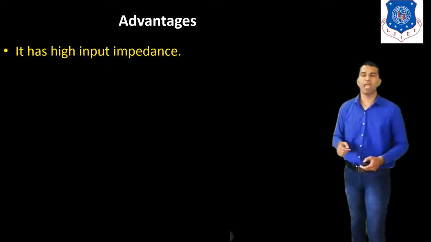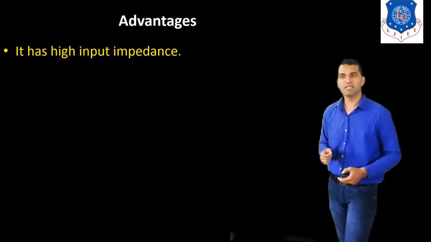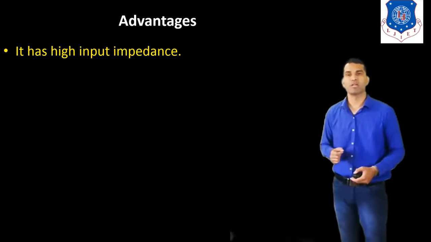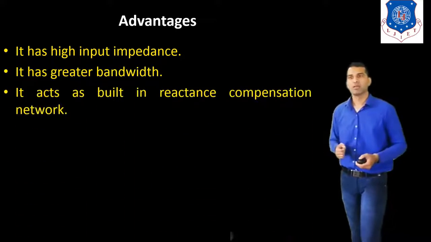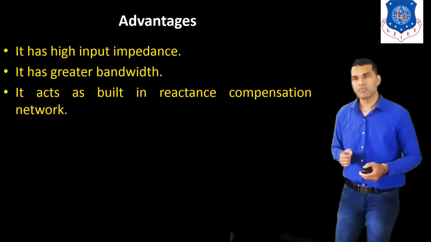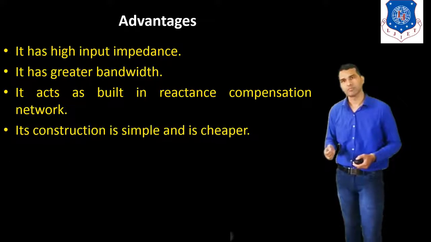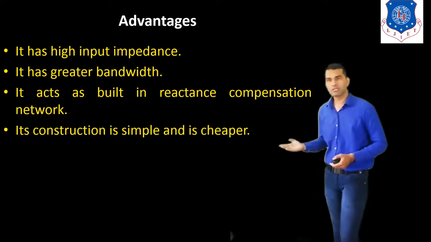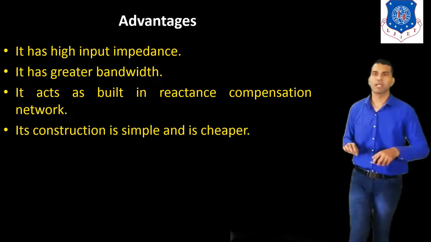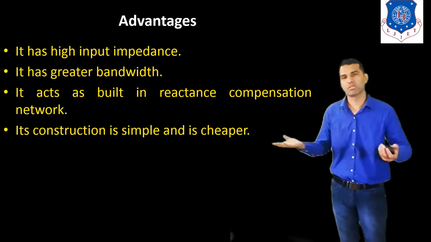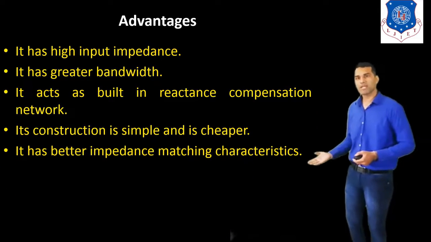Now we discuss the advantages of the folded dipole antenna. The first advantage is that it has a high input impedance. Second, it has a greater bandwidth. Third, it acts as a built-in reactance compensation network. Next, its construction is simple and cheaper, because we can construct the folded dipole antenna simply by using two dipole antennas. It also has better impedance matching characteristics.